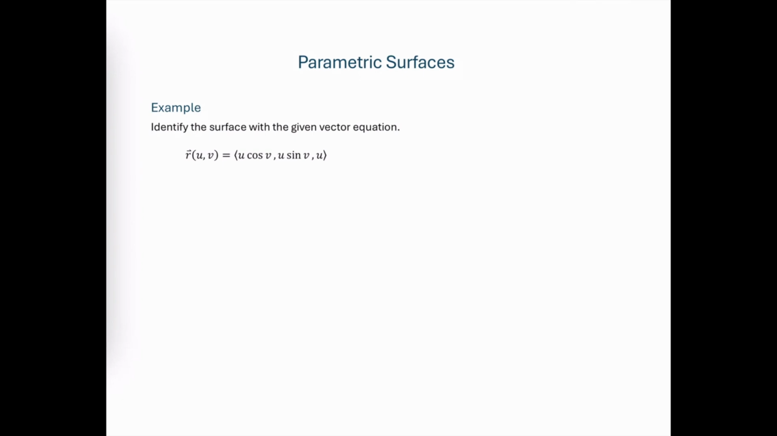In order to identify the surface with the given vector equation, we'll first need to remove the parameters in order to express it in rectangular form, which will be way more familiar to us. So this first component in our vector equation is the parametric equation for x. The second component is the parametric equation for y in terms of u and v. And the third component is our z parametric equation, which could also be in terms of u and v.